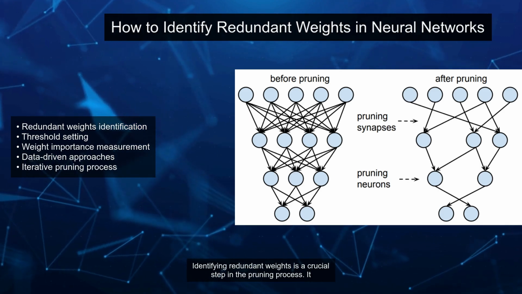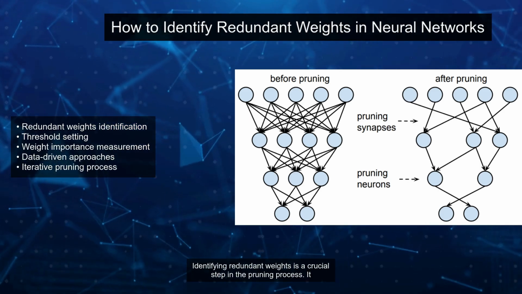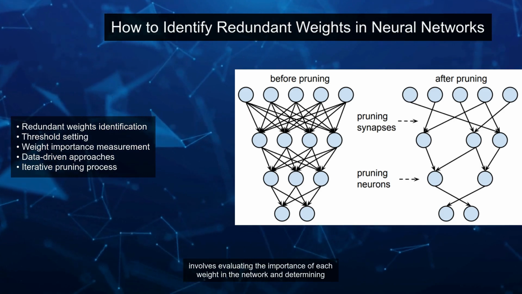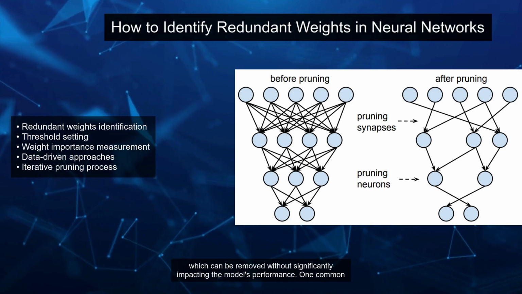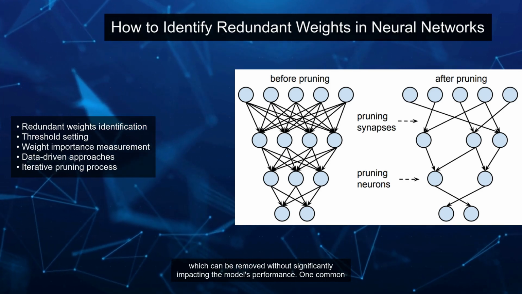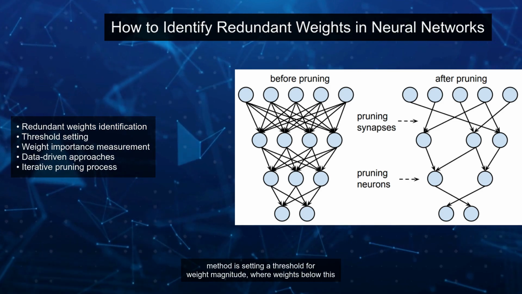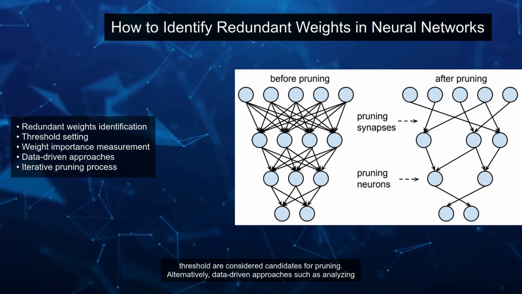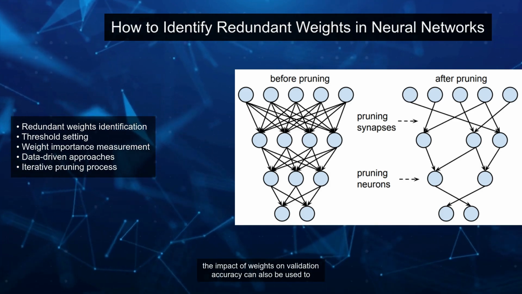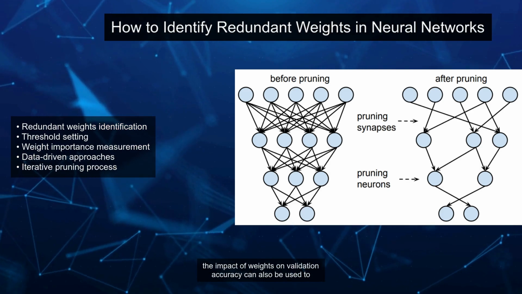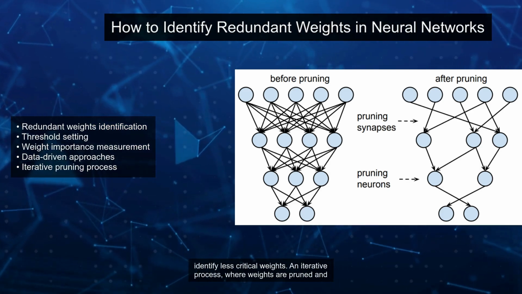Identifying redundant weights is a crucial step in the pruning process. It involves evaluating the importance of each weight in the network and determining which can be removed without significantly impacting the model's performance. One common method is setting a threshold for weight magnitude, where weights below this threshold are considered candidates for pruning. Alternatively, data-driven approaches such as analyzing the impact of weights on validation accuracy can also be used to identify less critical weights.